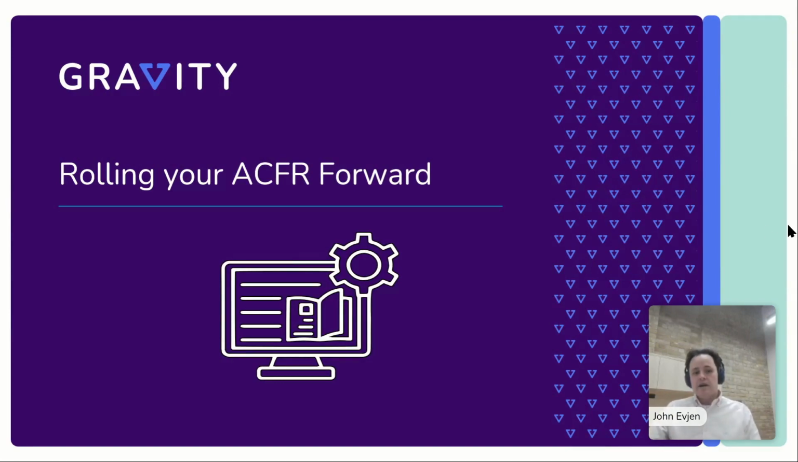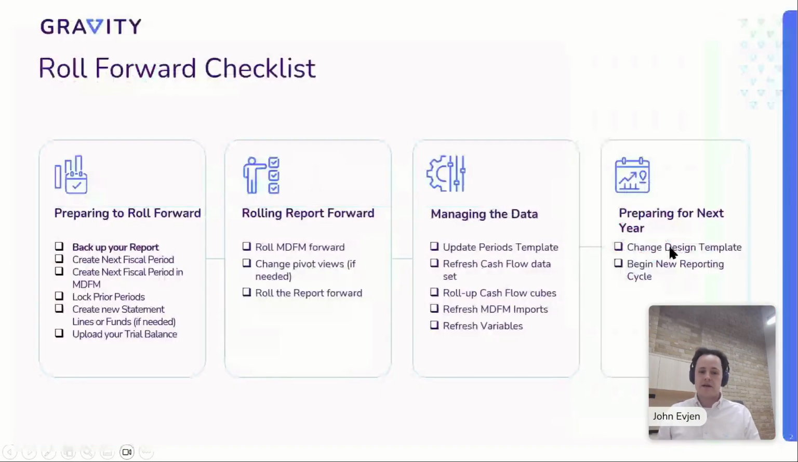We're going to get started here. Now, what's going to look like a lot of steps to do in rolling your ACFR forward is set up so that you will be able to succeed and have everything work perfectly as soon as you are ready to start your next reporting cycle. You will be receiving a copy of this checklist in a follow-up email after this webinar, but we're going to go through and demonstrate all of the steps that you're going to need to do to be able to roll your ACFR forward. Now, the very first thing that we're going to have to do in rolling your ACFR forward is backing up your report.